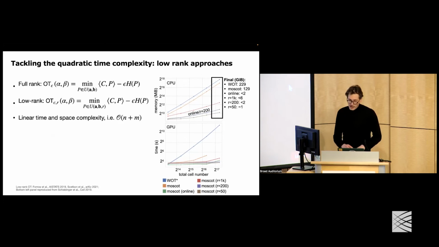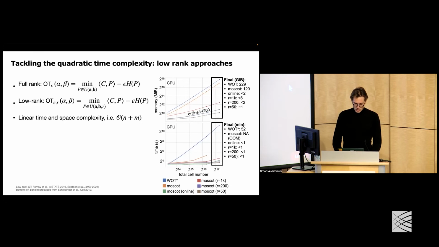Depends a little bit on the rank what the actual memory requirement is, but they're all extremely low. And in terms of time, they're also extremely fast. You can see here towards the end that the time requirement for the online method goes up because the quadratic complexity kicks in, whereas low rank is still extremely fast and can solve the entire problem on the 164,000 cells in less than 1 minute.